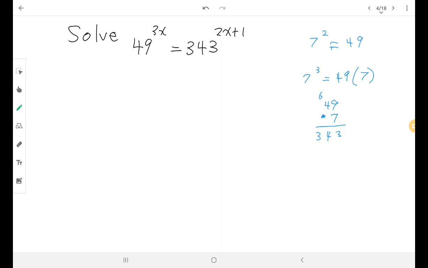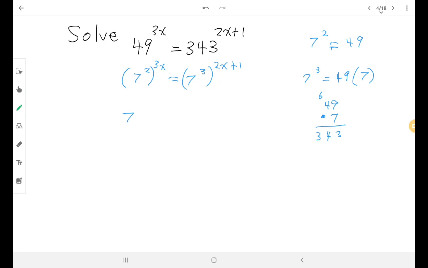343. So, instead of writing 49 here, I could write it as 7 squared to the 3x equals, and instead of writing 343, I could write that as 7 cubed raised to the 2x plus 1. Then you have to use your exponent rules. And my exponent rules say that when I raise a power to another power, as I'm doing there and there, I multiply those two things.